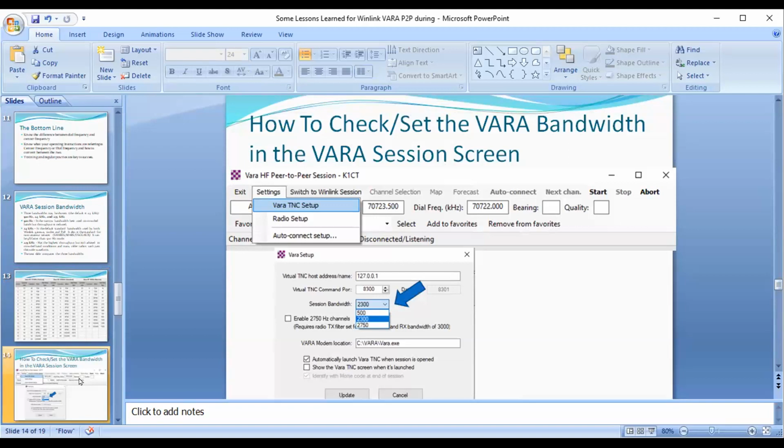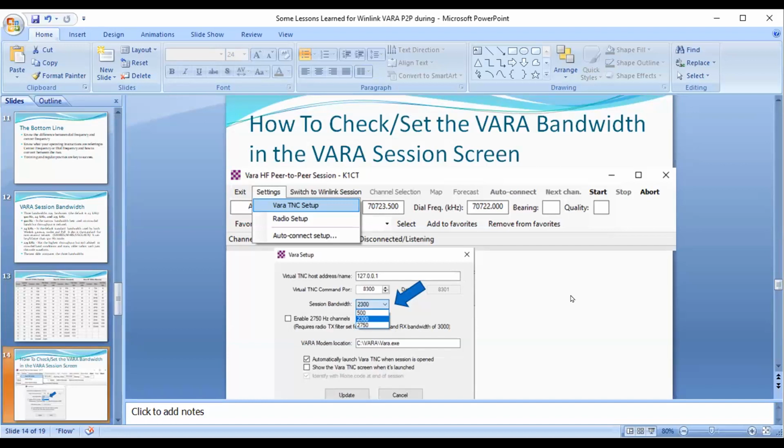How do I get to that selection? Well, in the VARA session screen, when you go to Winlink Express and launch a VARA peer-to-peer session, you bring it up, you go into the settings up here, and you go to VARA TNC setup, and this little window comes up, and you have the choice of 500, 2300, or 2750. And so that's where you make your selection. And there's basically an execute button down there. It's covered up by stuff on my screen, so I can't read it off for you, but nonetheless, it's there. So that's how you set the mode.